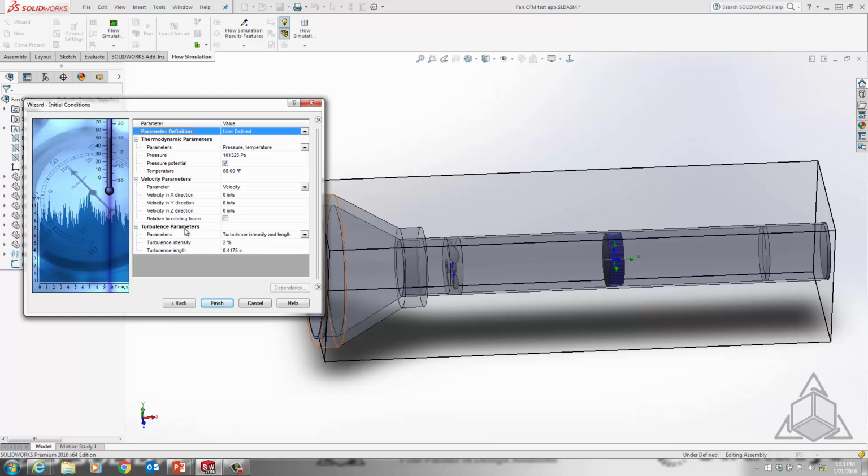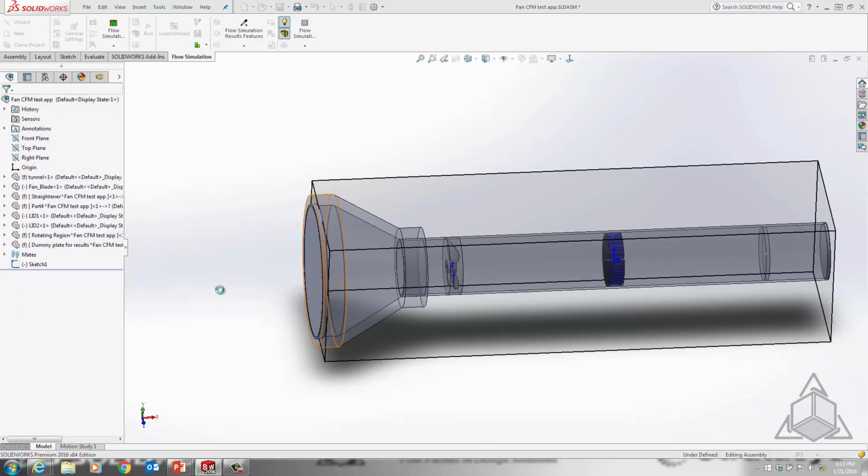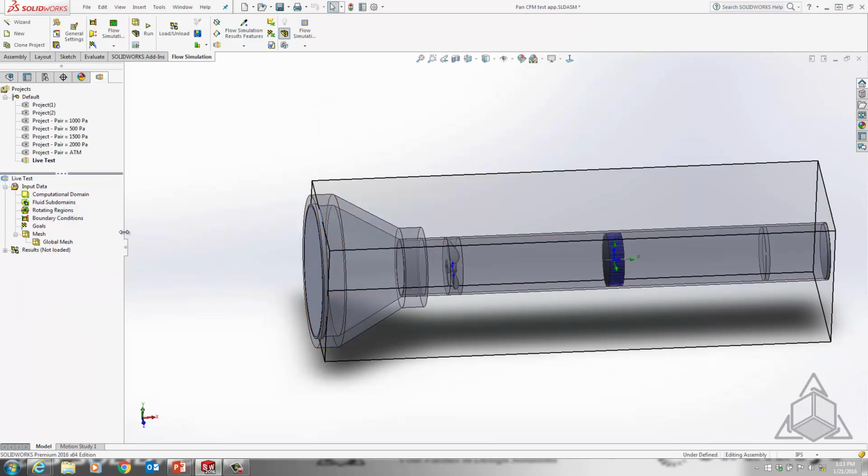And for turbulence parameters, I'm just going to leave this with the default conditions, and it's going to be set to 2%. I'll hit finish here, and that's it. That is your analysis pre-setup, which will give you this design study tree, where you can then go ahead and set your rotation regions, your boundary conditions, and of course your goals of this analysis. So let's go ahead and do that now.